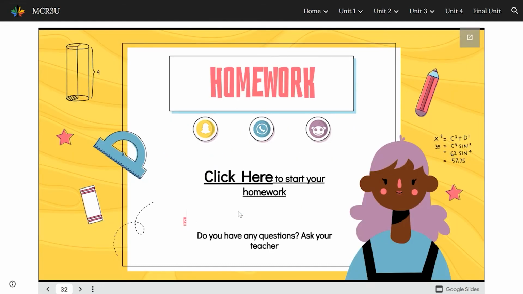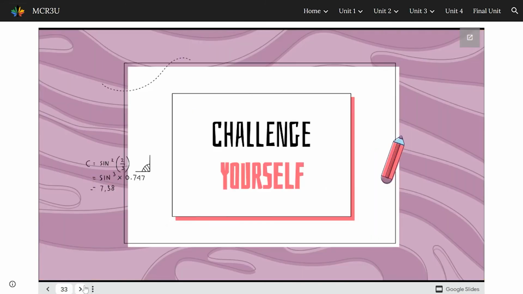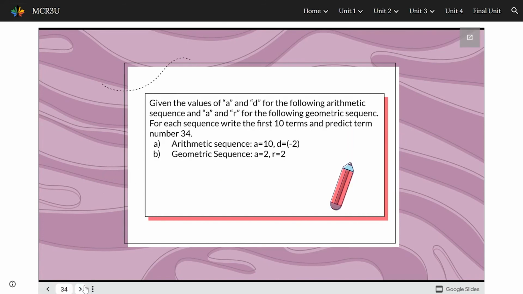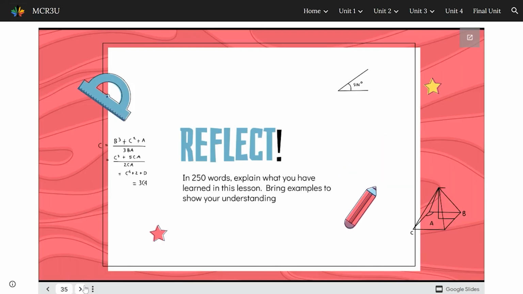And here is a homework. If you have a problem, you can write the homework. It's important homework. And this one is challenge yourself. First I told you one example, and this challenge for you helps you understand arithmetic and geometric sequences better. And reflect: in this lesson you learned 250 words. Explain what you have learned, and you should explain all the words you learned and understood.